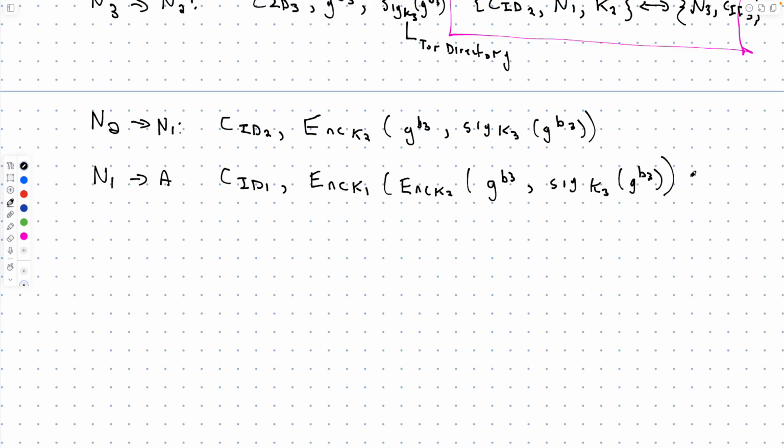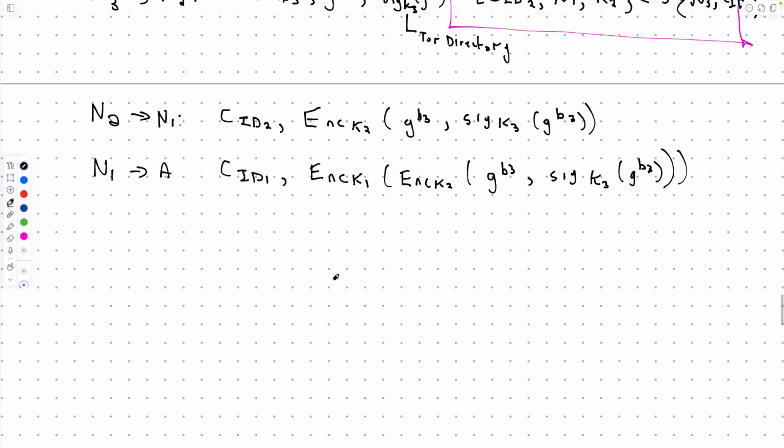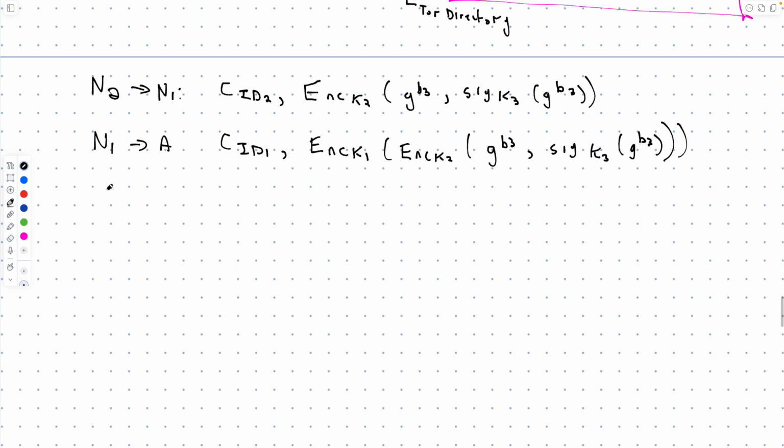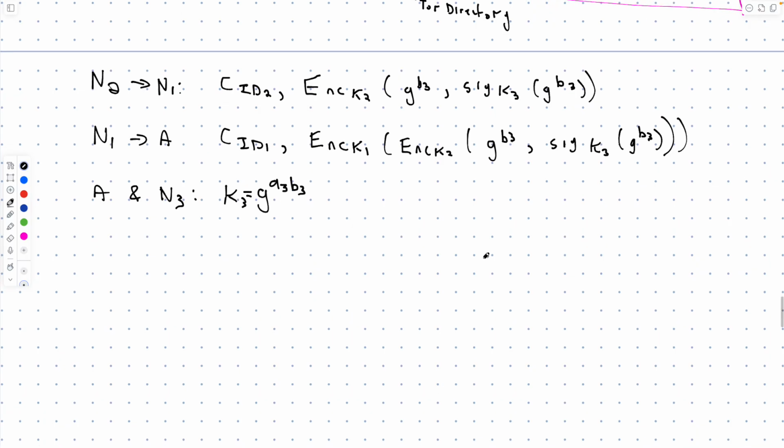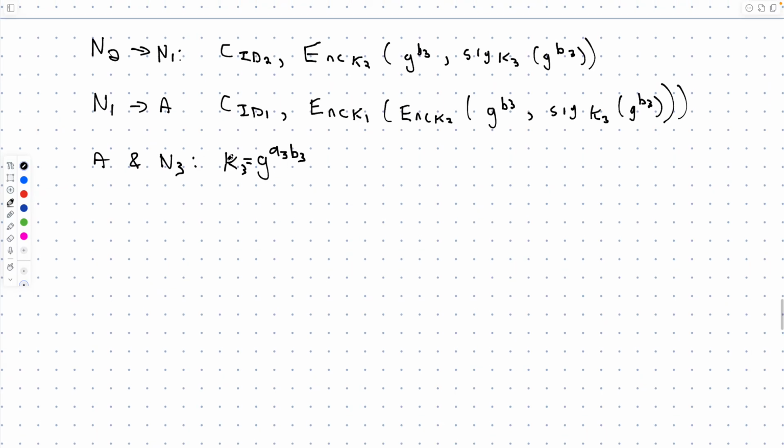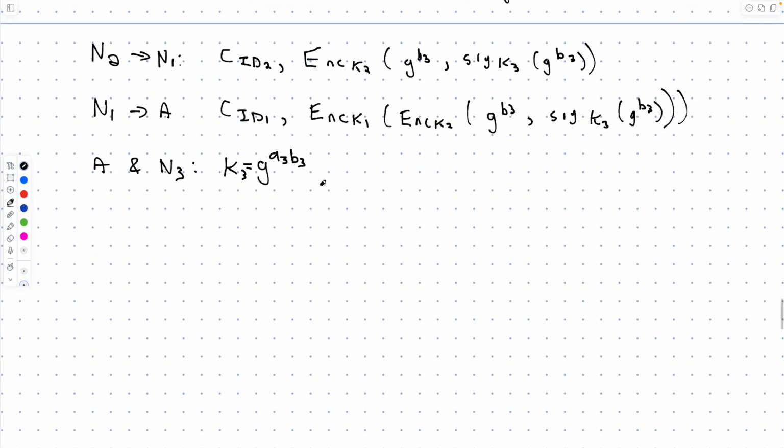Okay. And then finally, Alice will decrypt everything, and she and N3 will both be able to compute G to the A3, B3, and we're going to call that K3. Okay, so now Alice has a shared key with it. Okay, node 3 will update its database.